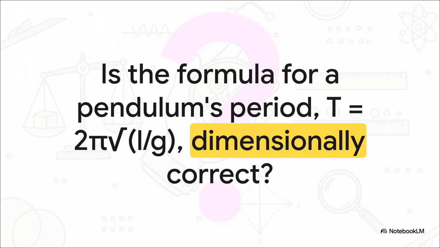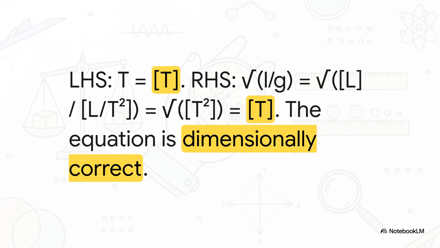Okay, problem number 2. This one's a quick one. Let's use our new secret weapon, dimensional analysis, to check this classic formula for the period of a pendulum. Is it dimensionally correct? Pause here and check it out. And this is just a beautiful example of how elegant this tool is.